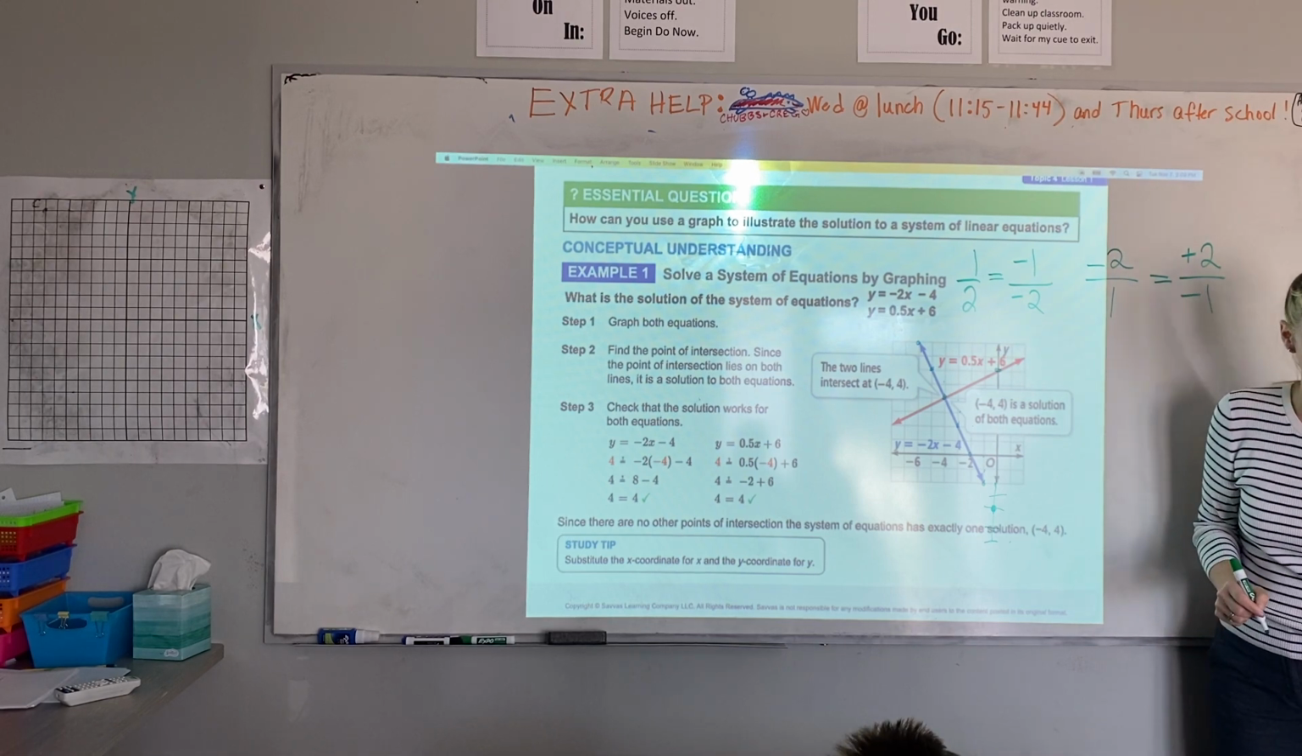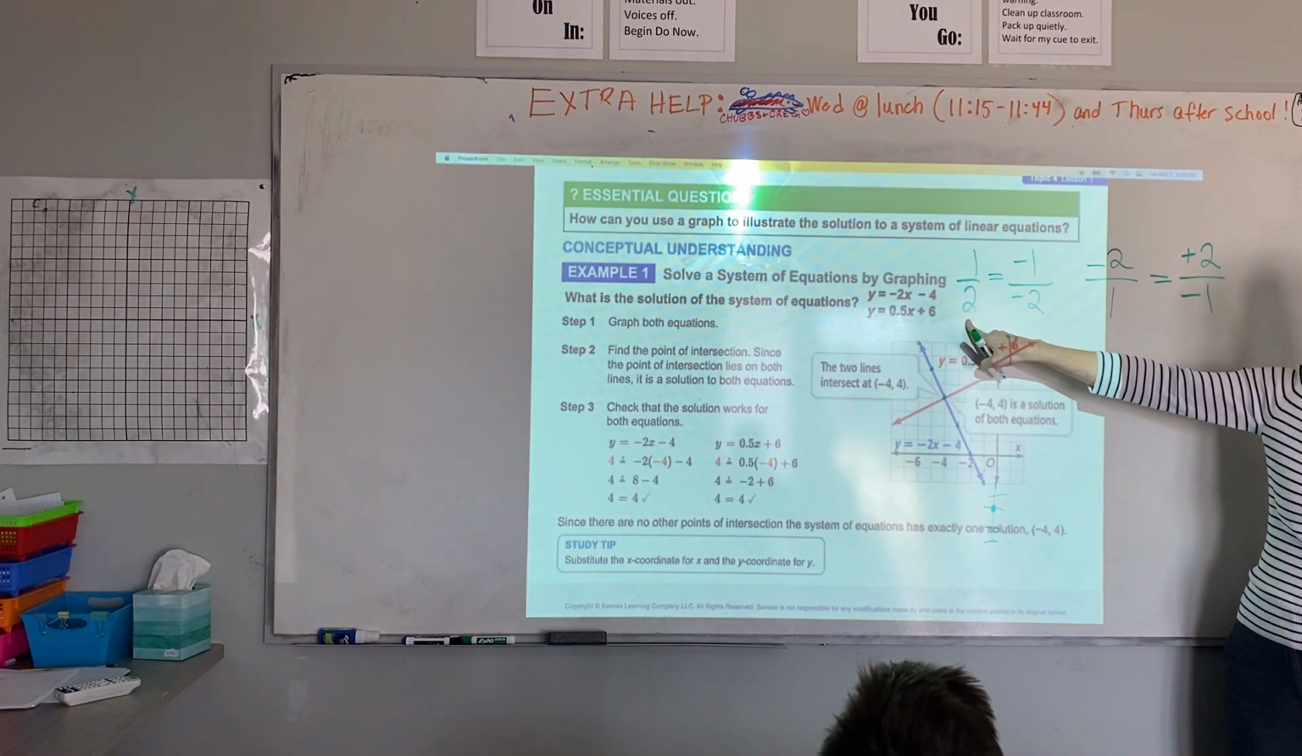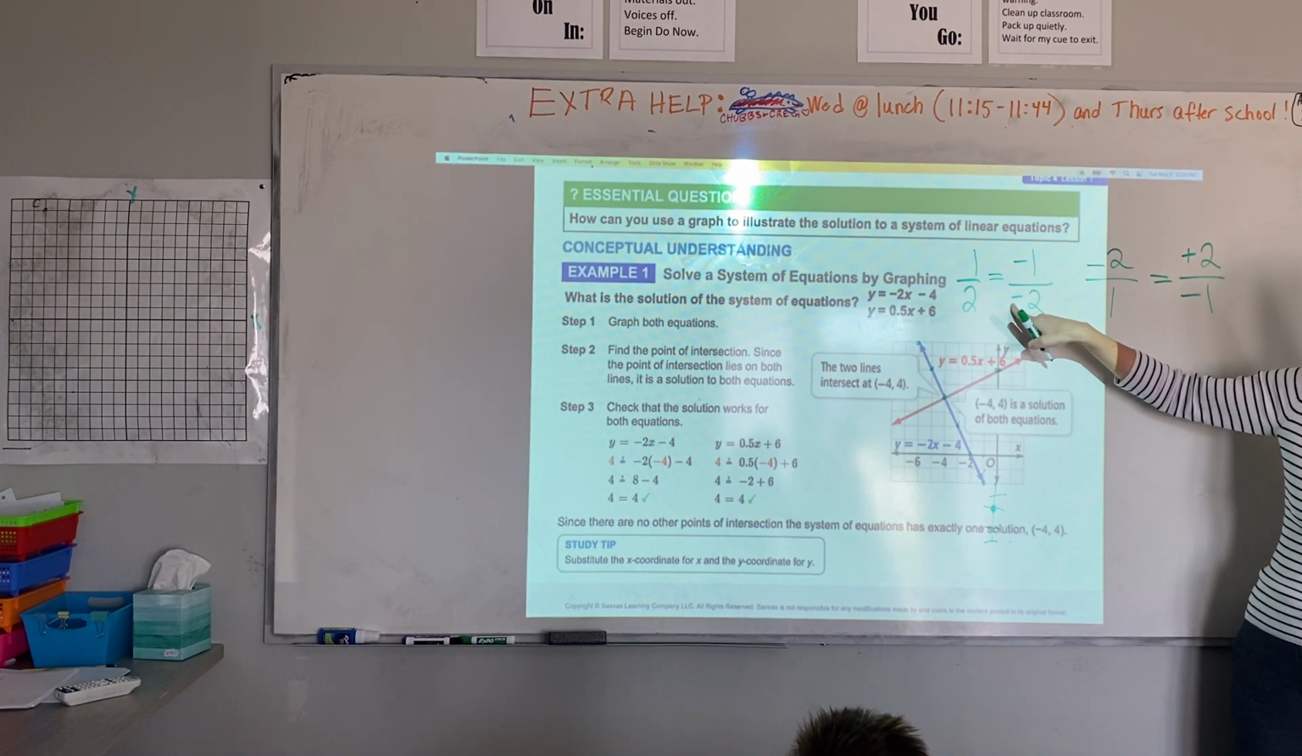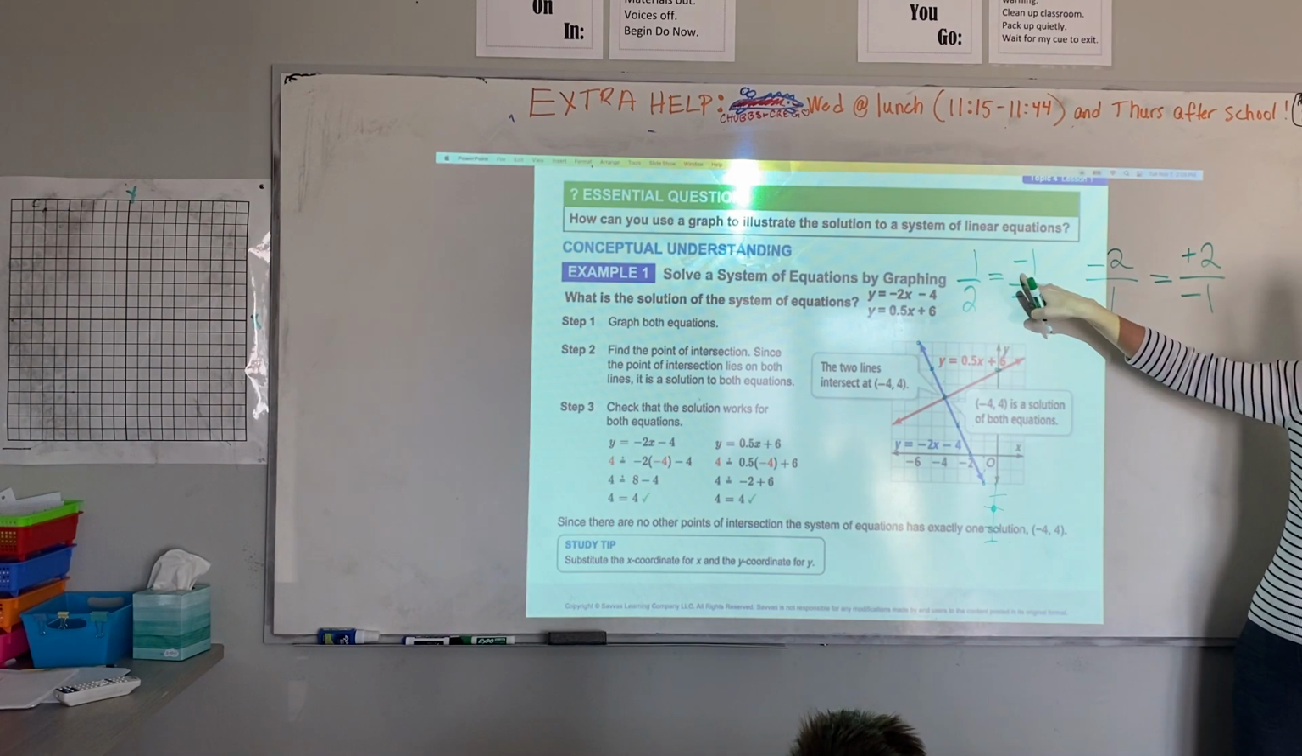Is it the same value? Yes. This is a positive fraction, and so is this. Negative over negative is positive. So I can rewrite 1 over 2 to be -1 over -2.